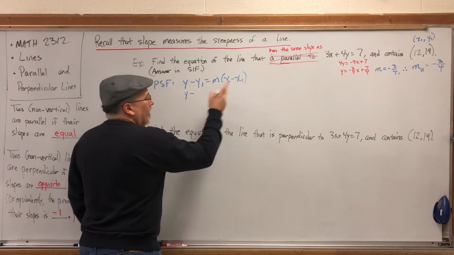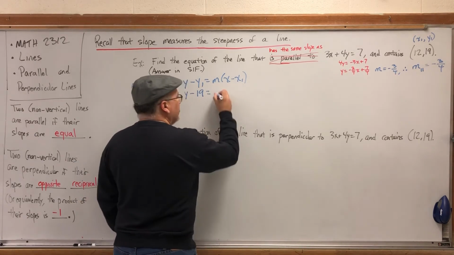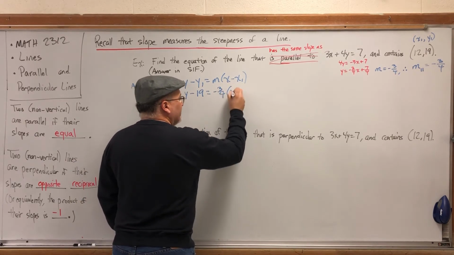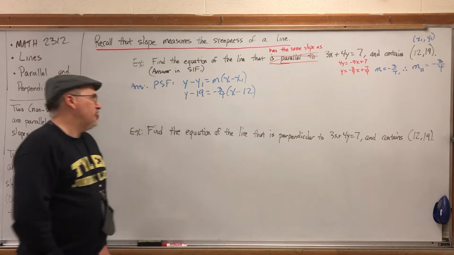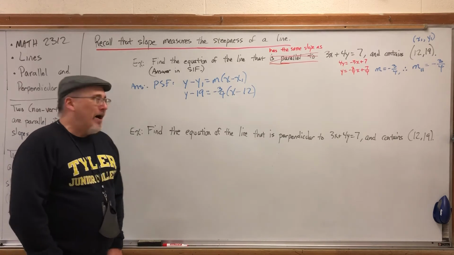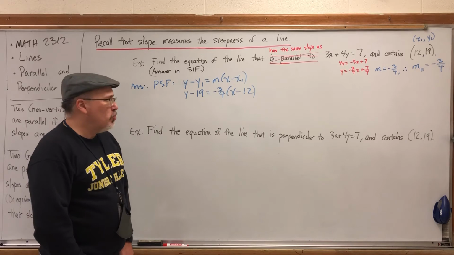Y minus the y in the point that we're given, which was 19, is equal to the slope, which is negative 3/4, times x minus the given x coordinate, which was 12. We now have the equation except it's in point-slope form. Y minus 19 equals negative 3/4 times the quantity x minus 12.